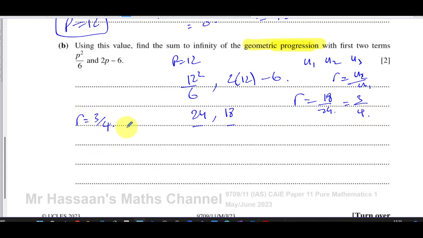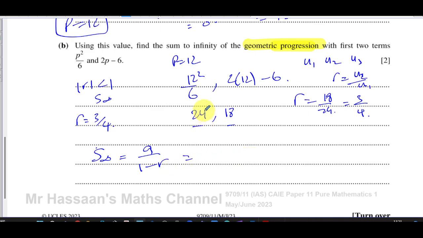Now, when you have a geometric progression where the common ratio has a magnitude less than 1, then it has a sum to infinity. And the sum to infinity is given by the formula A over 1 minus R. A over 1 minus R will tell you the sum to infinity. The sum to infinity is the number that the sum of the terms converges to, getting closer and closer to that value.